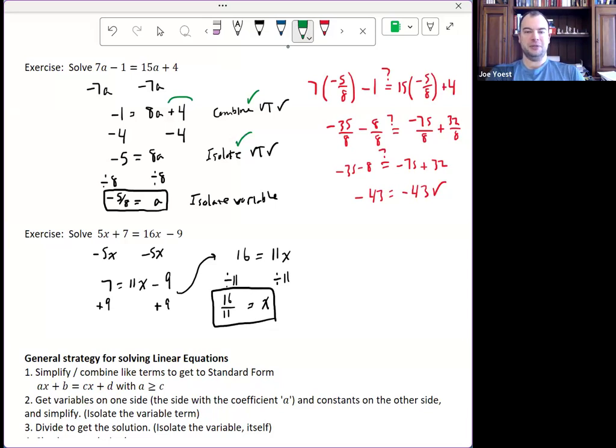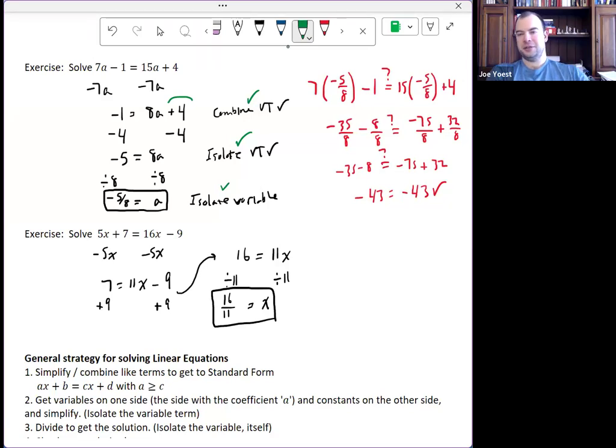I have number times a equals number, and I've got one more step to get my solution. I have a coefficient of 8 attached to my a, my variable. I just divide both sides by 8. 8a over 8 just leaves me with a. And on the left, -5 divided by 8 is -5/8. I've isolated the variable and gotten the solution.